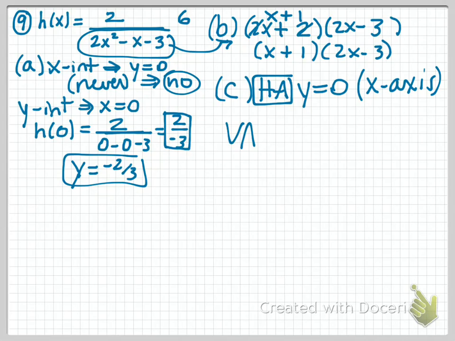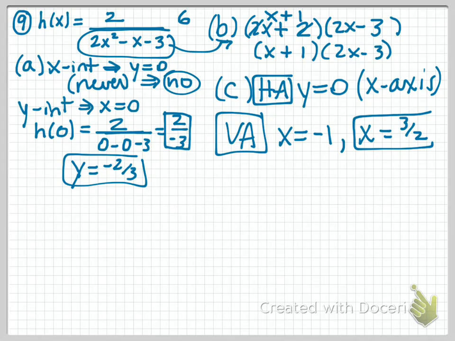Our vertical asymptotes occur wherever the denominator equals 0, which is why you want it in factored form so you can look at it, and that happens for this function when x equals negative 1 or x equals 3/2. Again, you always want to write your vertical and horizontal asymptotes as equations of lines. And then for D, we're going to graph it.